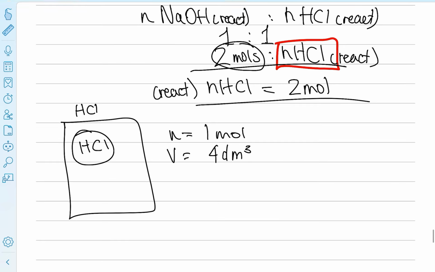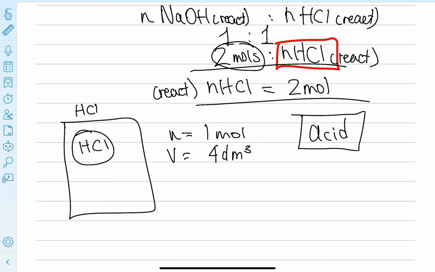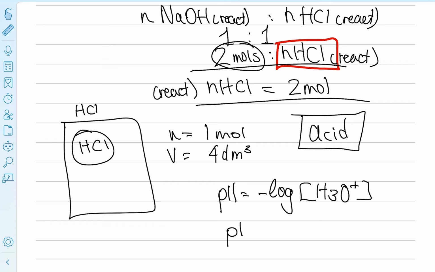Remember what we just concluded now. First of all, we just found out what is in the final solution. An acid is in the final solution. But now how do you calculate the pH of that acid in this final solution? pH is equal to negative log H3O plus, or pH is equal to negative log H plus. So we need to know what is the concentration of hydrogen ions in that HCl that is in the final solution. That's why they want the pH of the final solution, right?